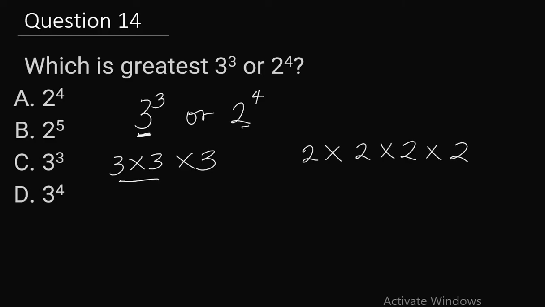So 3 times 3 is 9. 9 times 3 is 27. Over here, 2 times 2 is 4. 4 times 2 is 8. 8 times 2 is 16. You can see that 3 cubed is more than 2 raised to the power 4. So the right answer would be C.